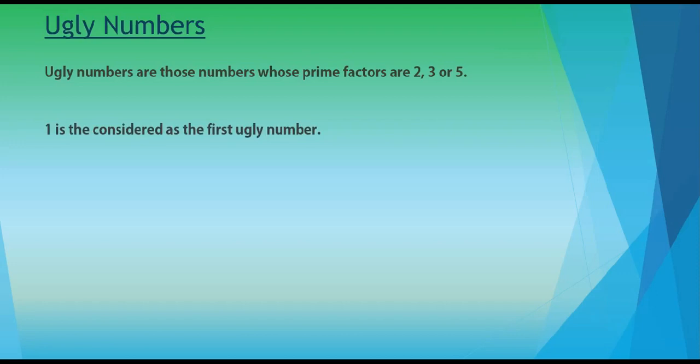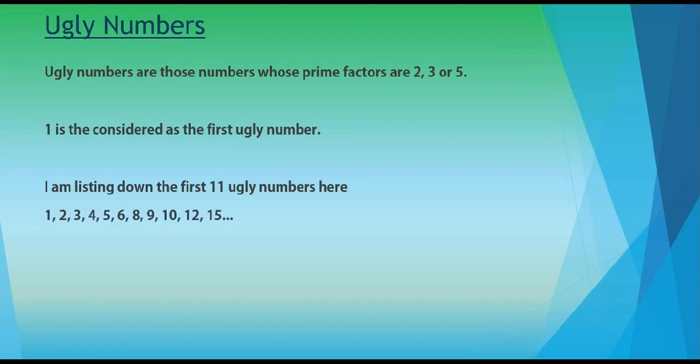1 is considered as the first ugly number. This is a well-known fact that 1 is considered as the first ugly number in the ugly number series. Now I'm listing down the first 11 ugly numbers here for you. So 1, 2, 3, 4, 5, 6, 8, 9, 10, 12 and 15 are the first 11 ugly numbers in the series. It's an ugly number series, just like we have a Fibonacci series.